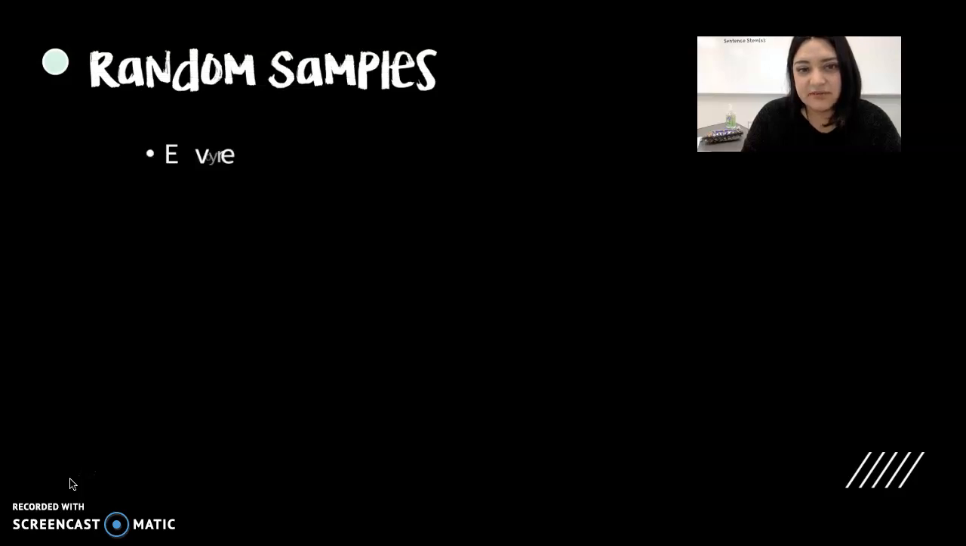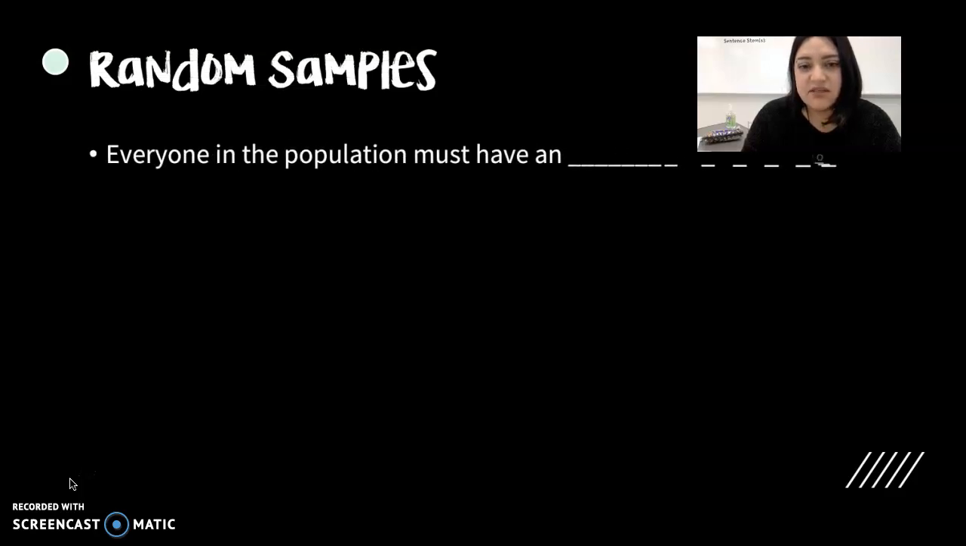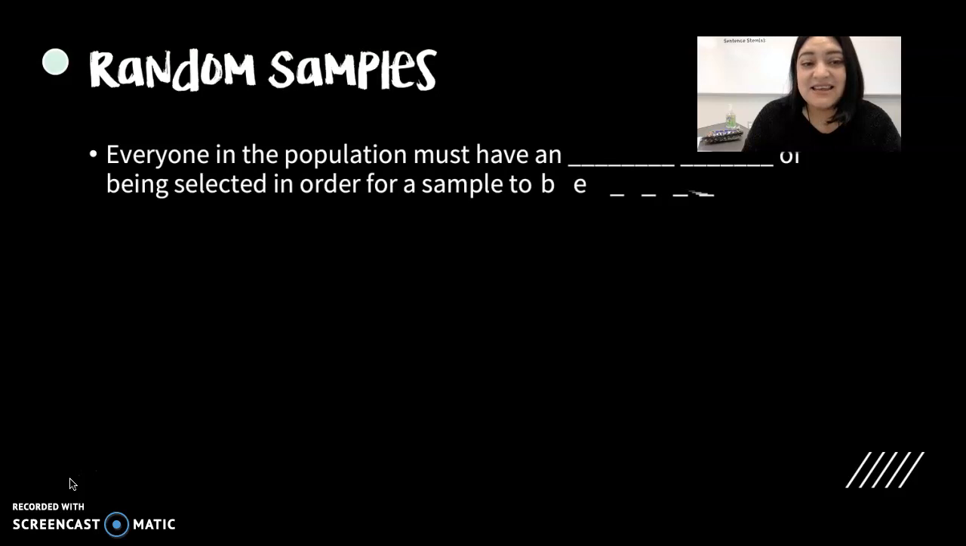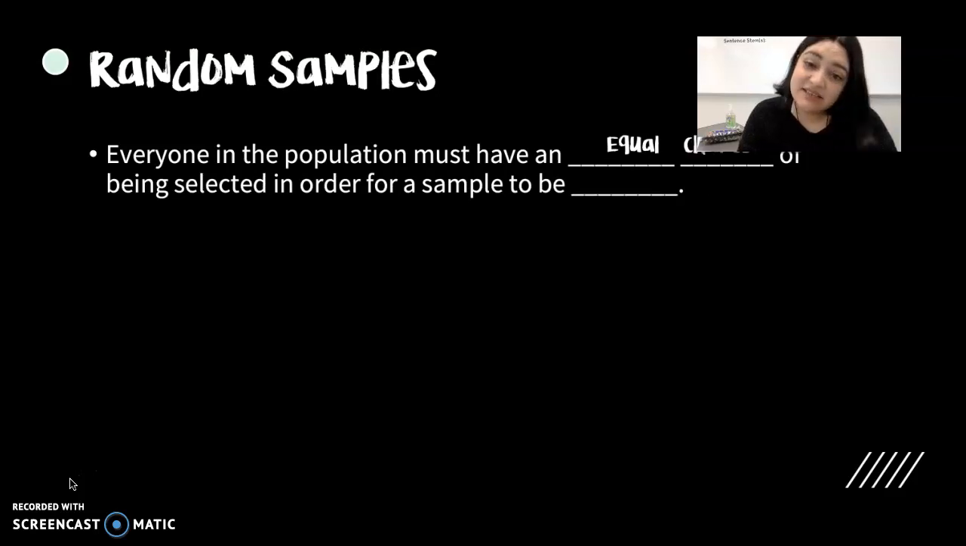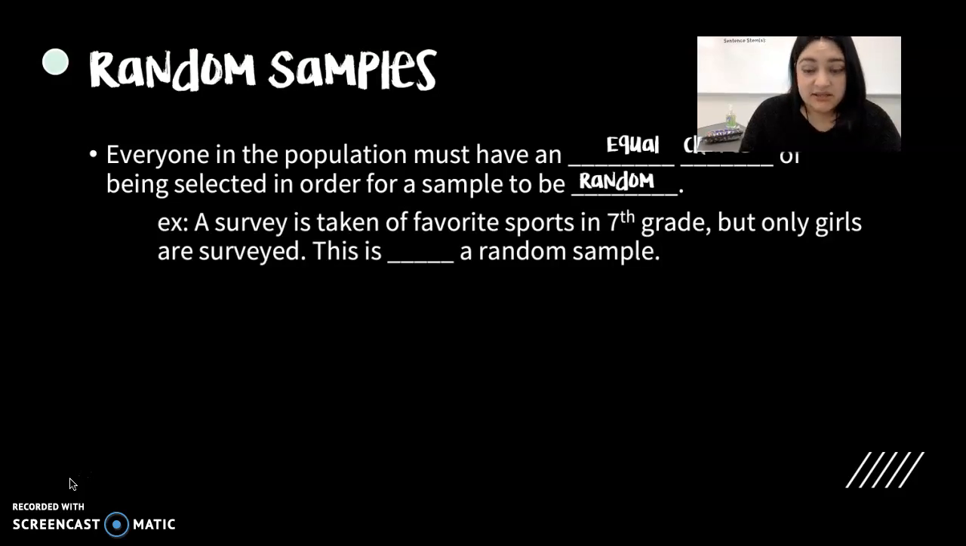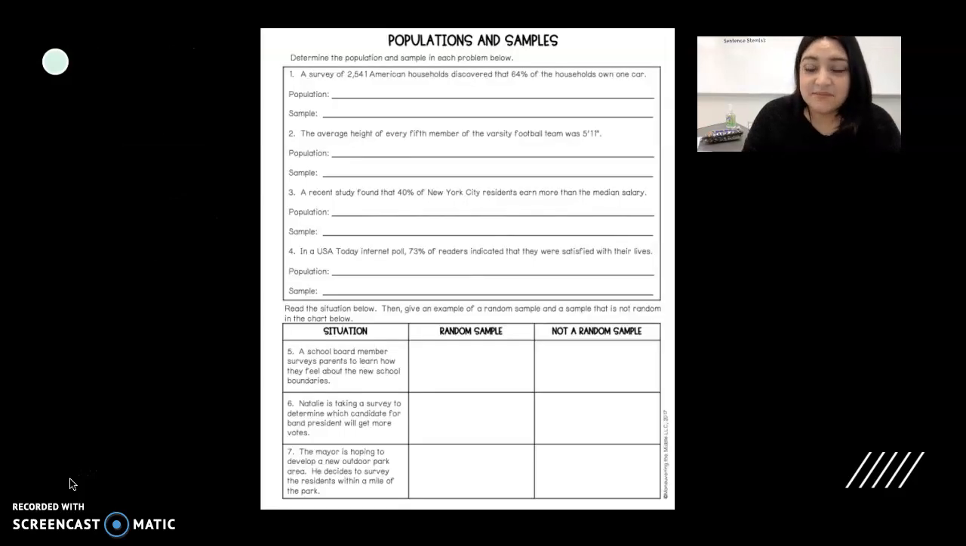So let's talk about random samples. Everyone in the population must have an equal chance of being selected in order for a sample to be random. So, for example, a survey is taken of favorite sports in 7th grade, but I only asked the girls. The girls are the only ones surveyed. This is considered not a random sample because not everybody has the same chance of being selected.